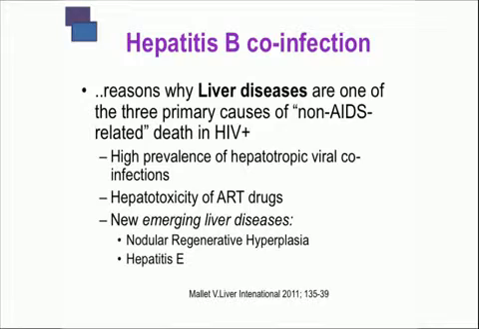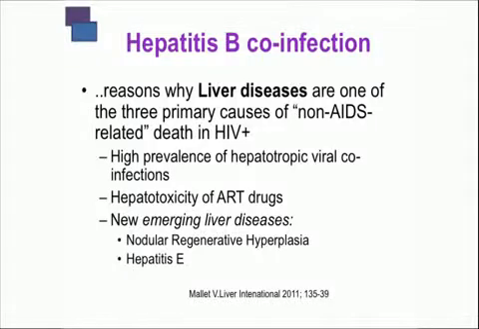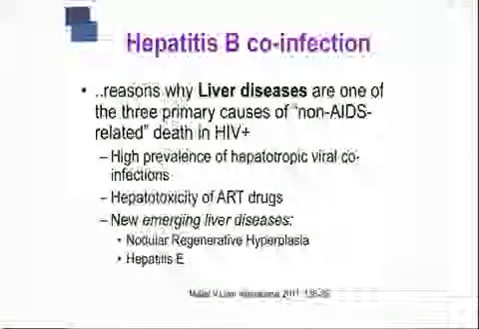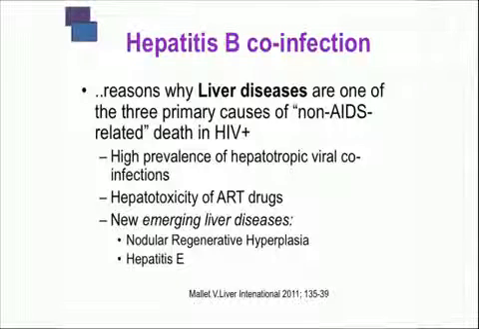So we have to do something. And reasons why liver disease is one of the most important causes of that. Because naturally, these viruses share routes of transmission, so it's not surprising that the HIV population has a high prevalence of other viruses, namely B and C. There is also hepatotoxicity of HAART drugs, and not only HAART drugs, because these patients take other medication for other reasons. And let's not forget what we can call the new emerging liver disease that was already mentioned yesterday by Patrick.